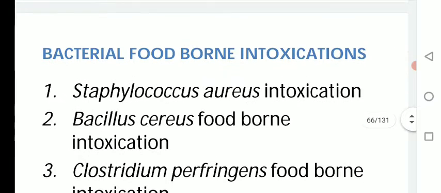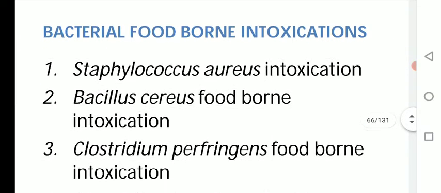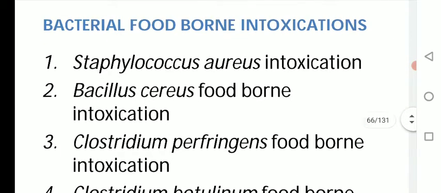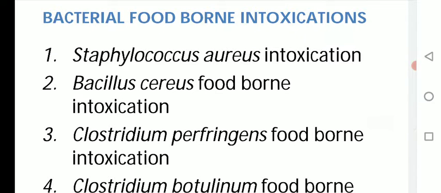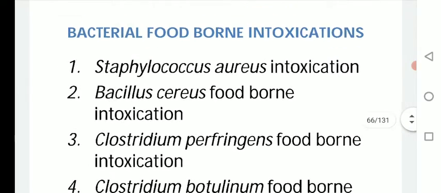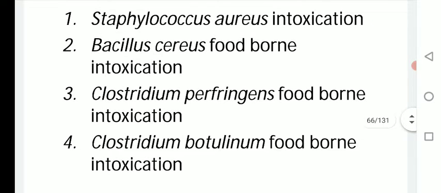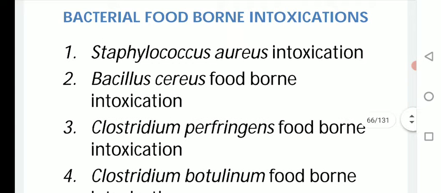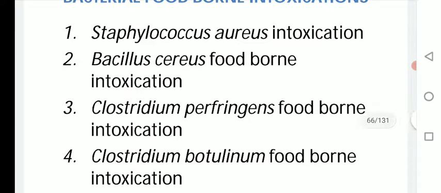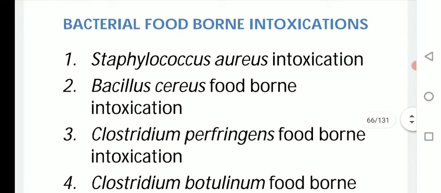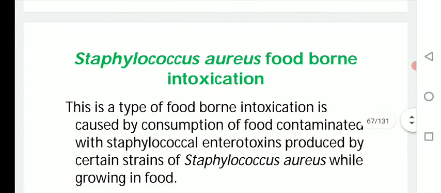Okay, then in that we'll first see bacterial foodborne intoxication. In that we're going to see Staphylococcus aureus intoxication, then Bacillus cereus foodborne intoxication, then Clostridium perfringens foodborne intoxication, and Clostridium botulinum foodborne intoxication. So these are the main bacteria and their toxins that cause intoxications of foods or foodborne illness.